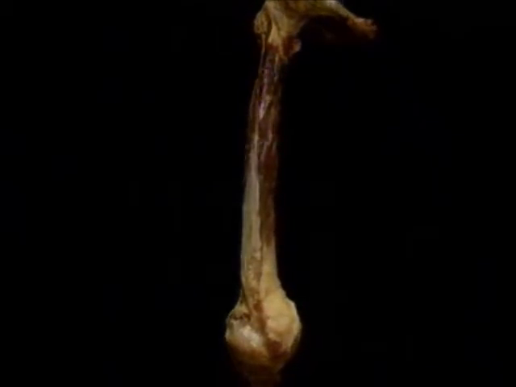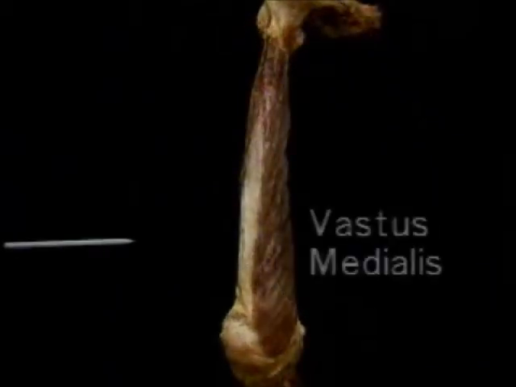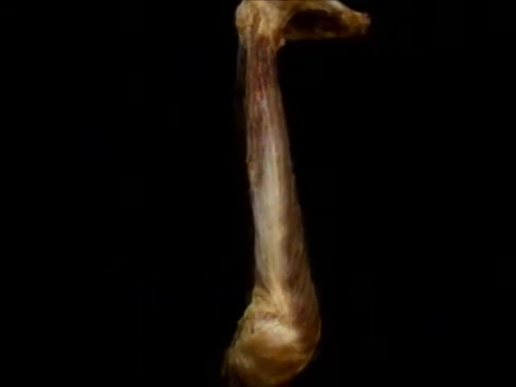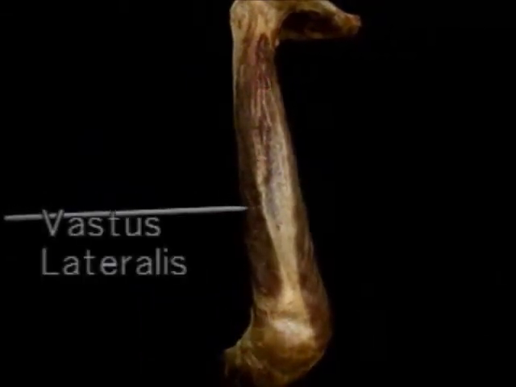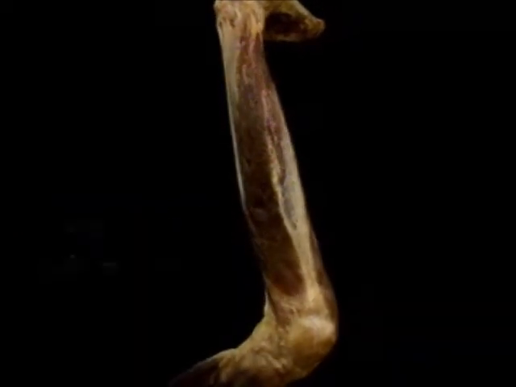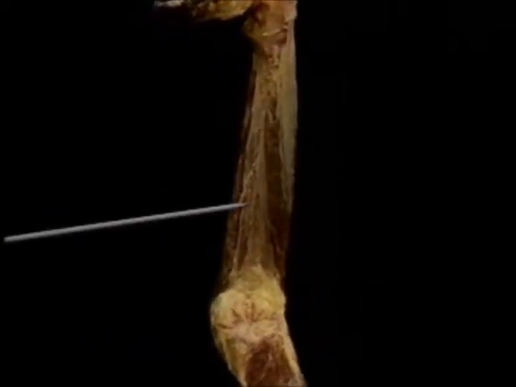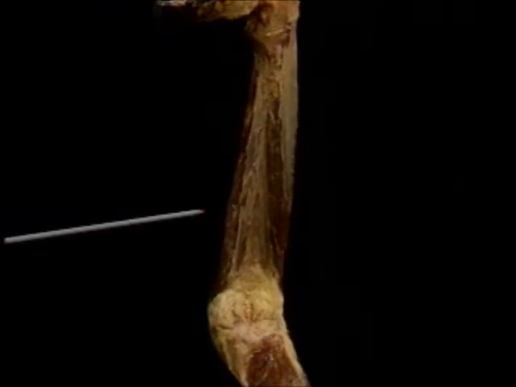Wrapped around the outside of vastus intermedius are vastus medialis and vastus lateralis. These 2 cover vastus intermedius almost completely. Their fibers run obliquely all the way round to the back. Here's lateralis, here's medialis, almost meeting it.